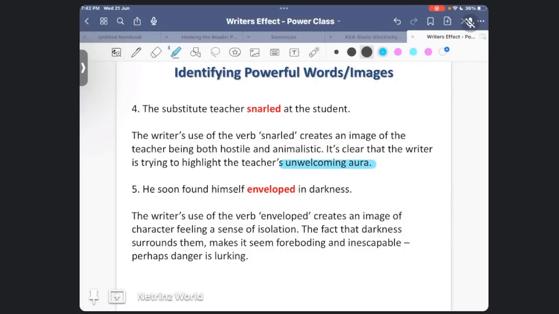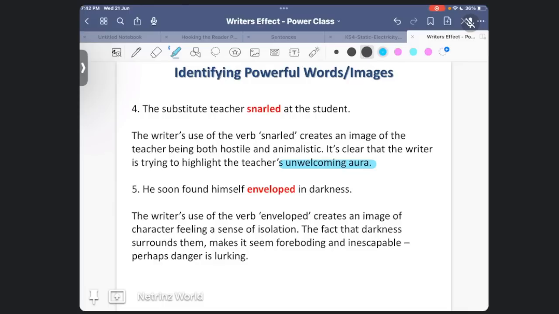So here, what is the answer given? That the teacher is showing as if she's unwelcoming basically, and most of you, I think Asher's was the best in this one. The writer's use of the word enveloped creates an imagery of the character feeling a sense of isolation. The fact that the darkness surrounds them makes it seem foreboding and inescapable. Perhaps danger is lurking.